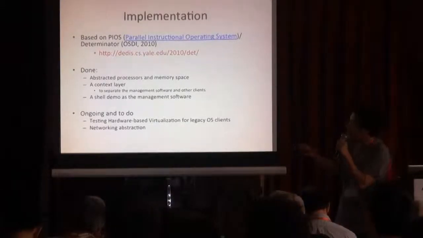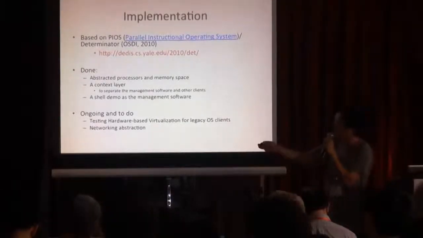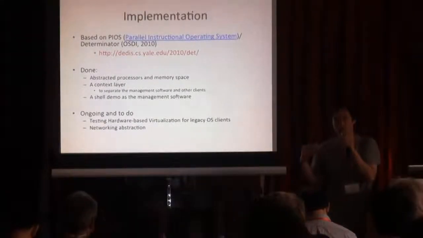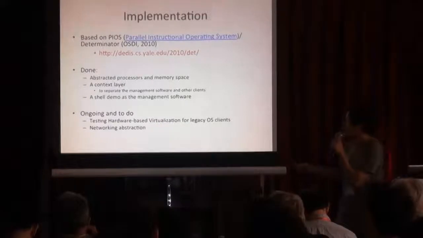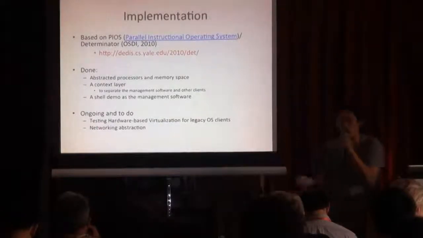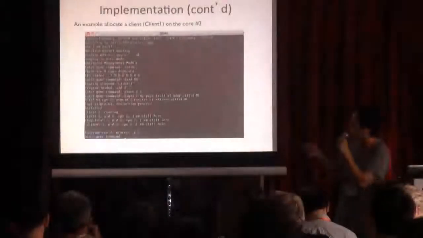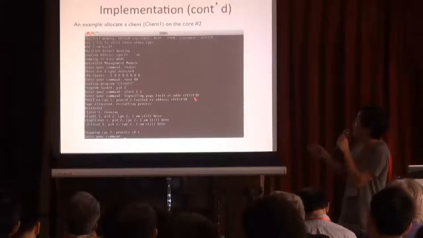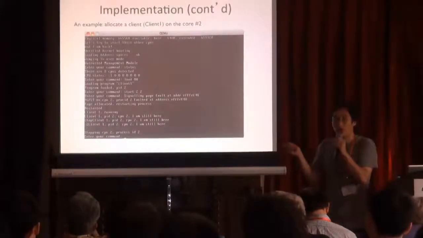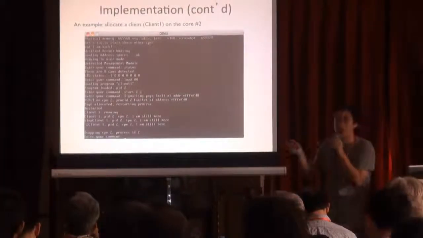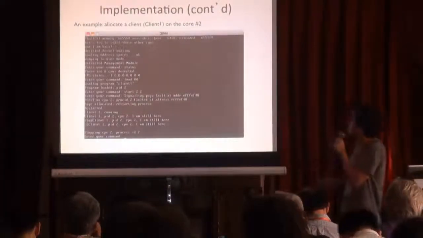And for the ongoing task part, we are now testing the hardware-based virtualization part in order to make our CertiKOS support the legacy OS. And later, we'll try to finish the network infrastructure part. This is a screenshot of our shared demo. It's basically about allocating the plans on different CPU cores.